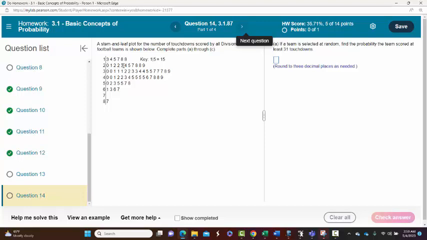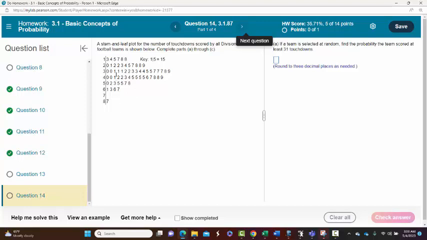6 and 11, 17 makes 17. That's 18. Makes it 35. 35 plus 15 is 50. Hope I'm doing this right. 57, 61, 62. I'm doing this kind of fast. Find the probability that the team scored at least 31 touchdowns. So I got 62 leaves when I counted that up.